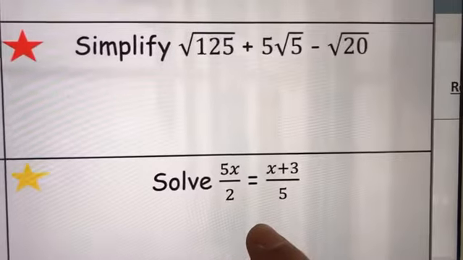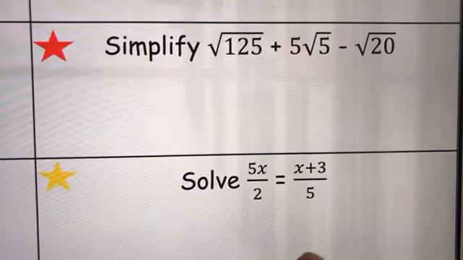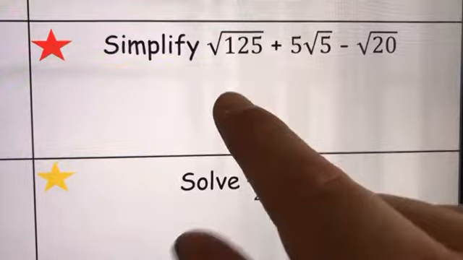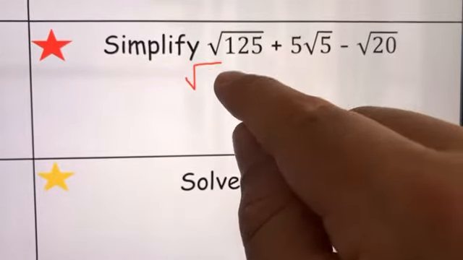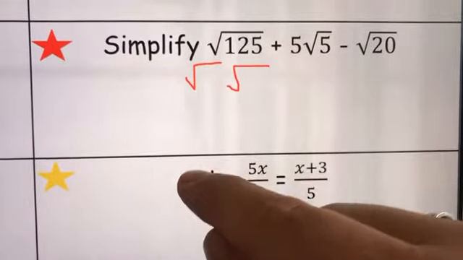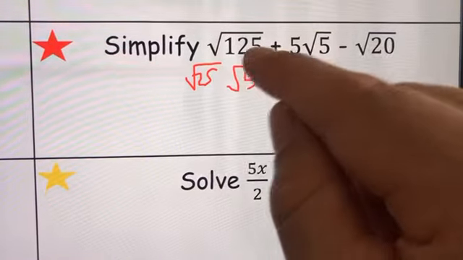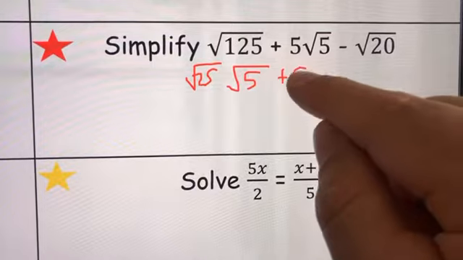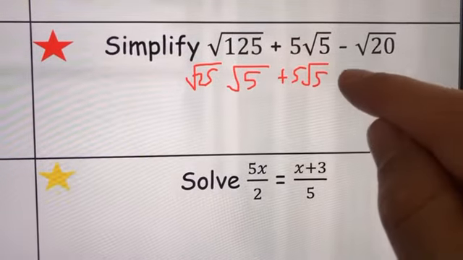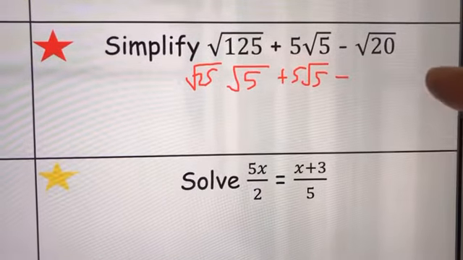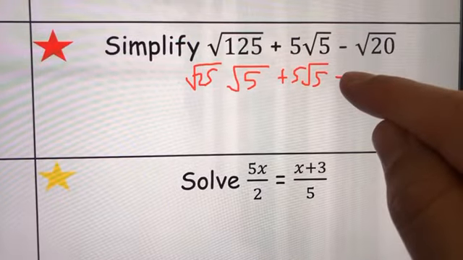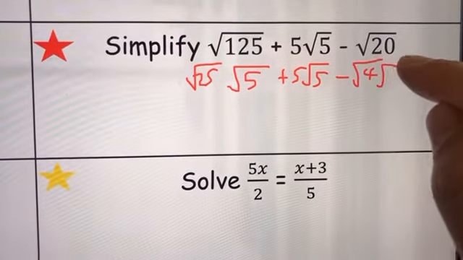Right, a bit of surds now. This is what we did the other day. Very, very straightforward. I've got to break 125 down into 2 numbers that times together to make 125. Again, one of them has to be a square number. So I'm going to use square root of 25 and square root of 5. 5 root 5 is here already. I'm going to leave that as it is. That can't be simplified anymore. And square root of 20, that can be simplified into square root of 4 and square root of 5.